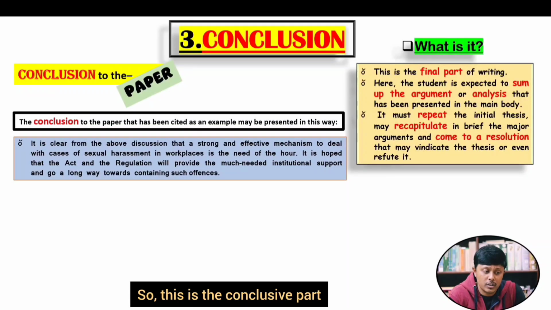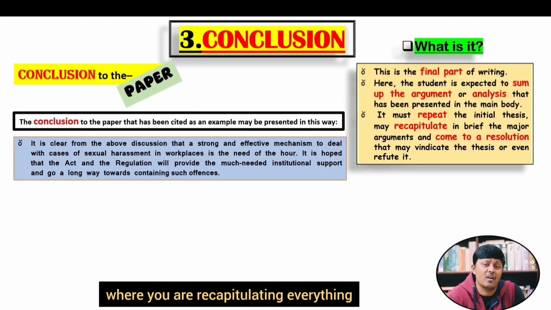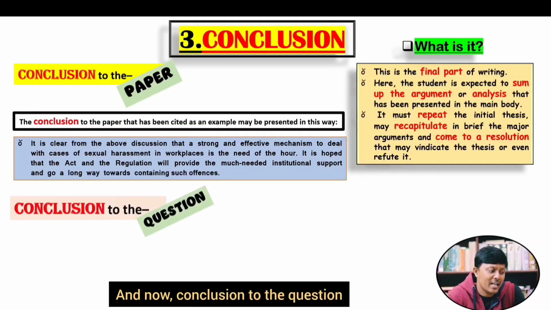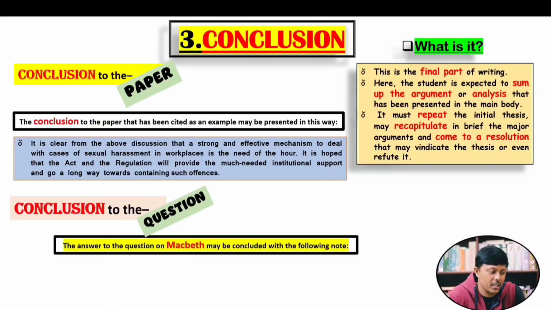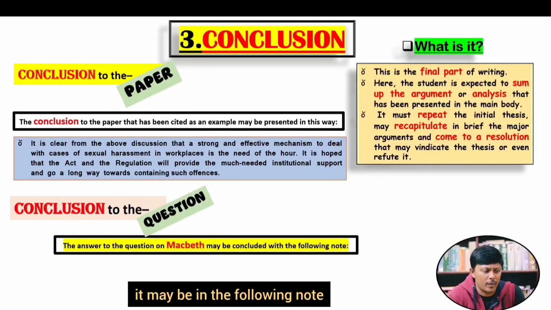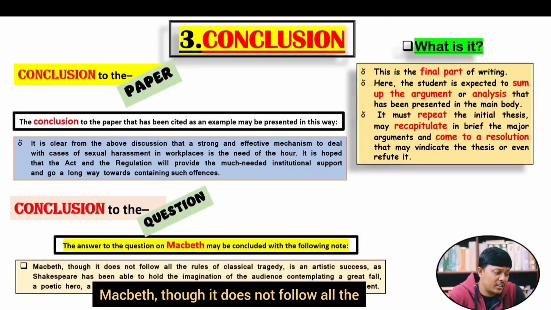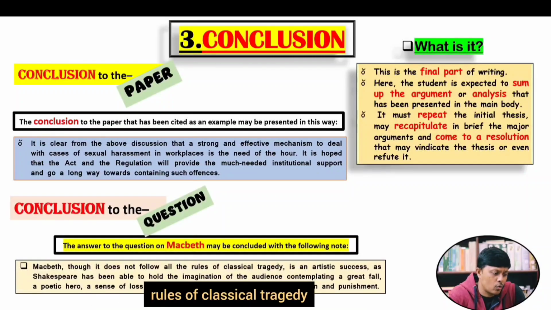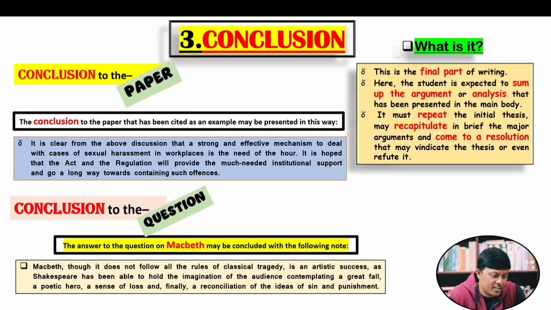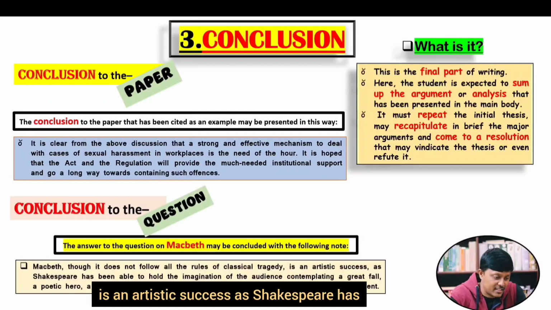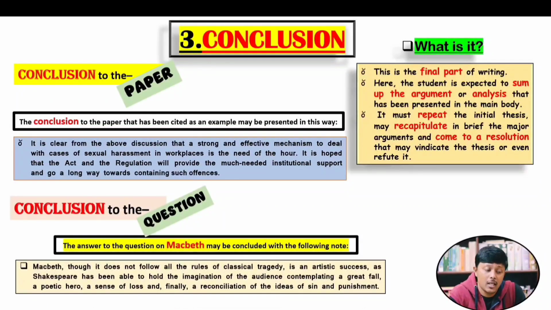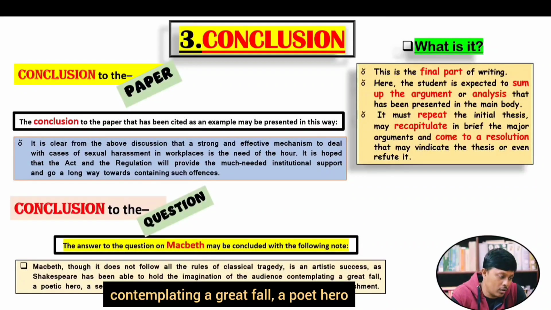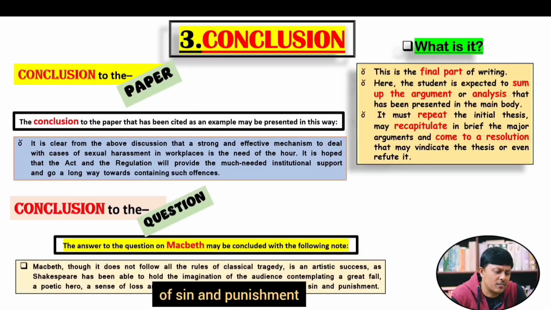So, this is the conclusive part, the final part of writing where you are recapitulating everything. And now, a conclusion to the question of Macbeth as a tragedy may be in the following note. Macbeth, though it does not follow all the rules of classical tragedy, is an artistic success, as Shakespeare has been able to hold the imagination of the audience contemplating a great fall, a poetic hero, a sense of loss, and finally a reconciliation of the ideas of sin and punishment.